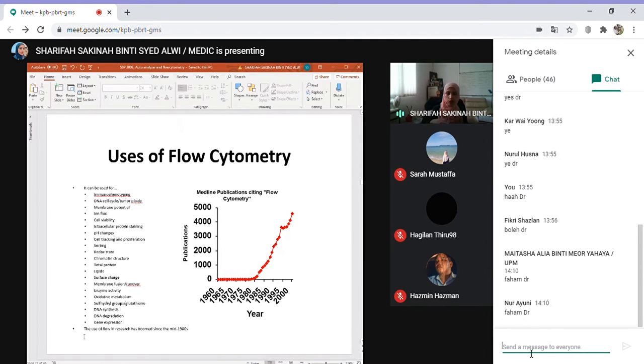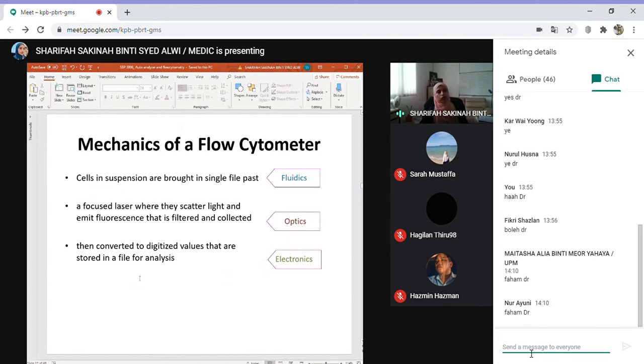That's why whenever you have data from Flowcyto, it is usually easily acceptable. In any paper or journal, it is usually easy to get accepted. Alright, accepted. Now, let's look at the mechanics of a flow cytometer.